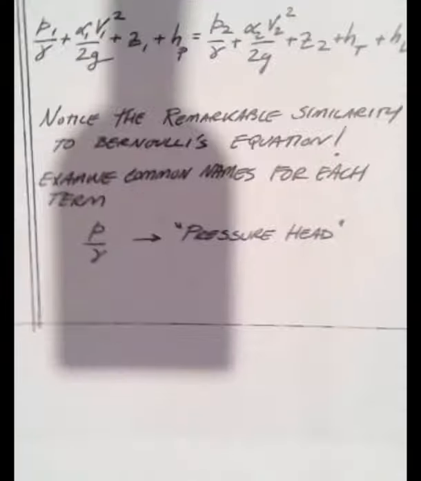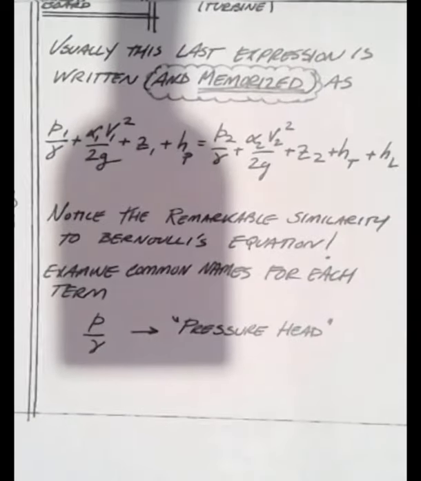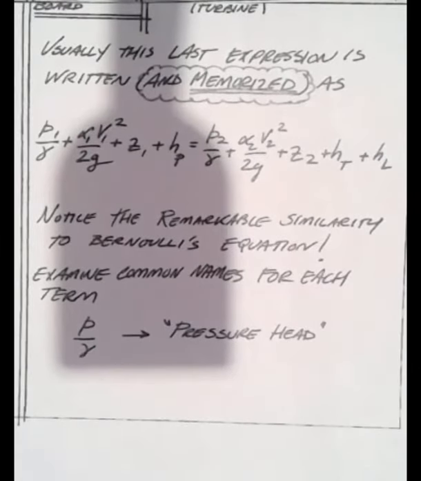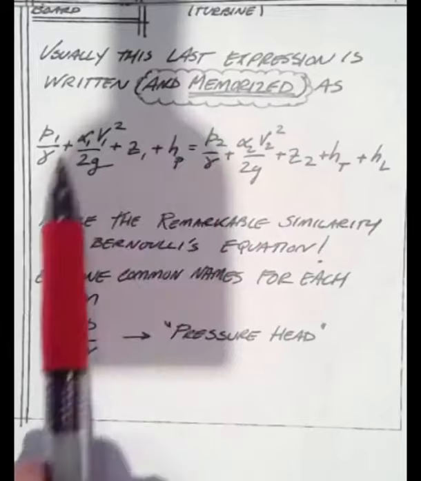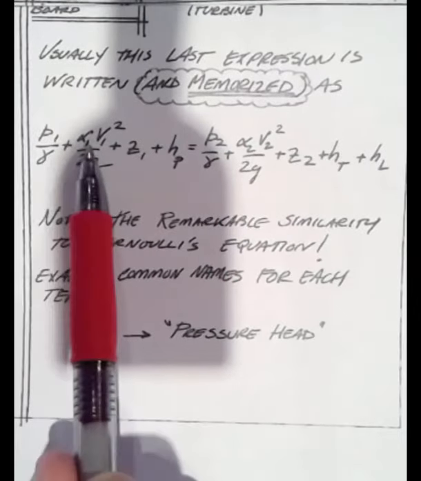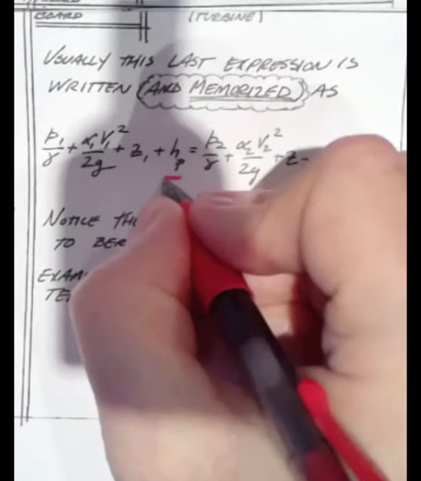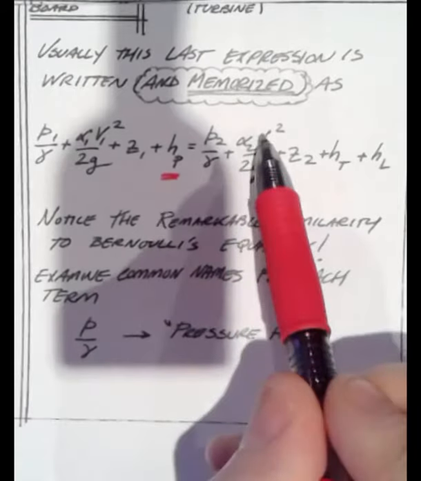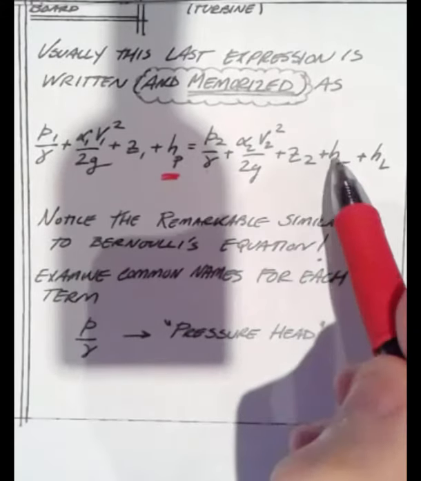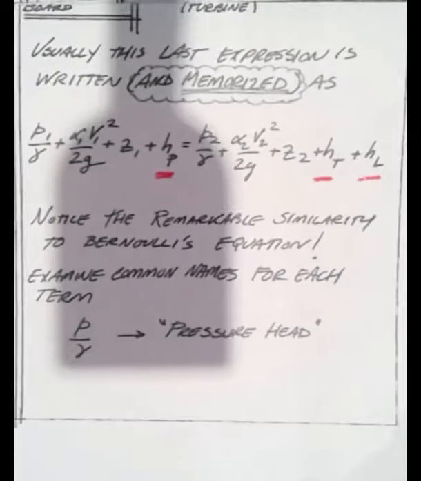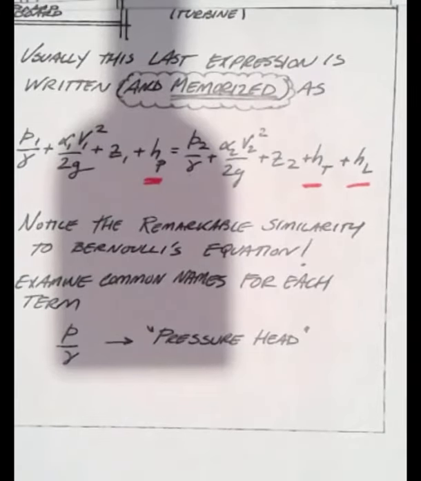With that in mind, what we have just done is developed an energy equation, based on a plausibility argument admittedly, for a flow system. So usually we're going to find it written and memorized in the following fashion: P1 over gamma plus V1 squared over 2g plus Z1 plus H sub P, the added head of a pump, equals P2 over gamma plus V2 squared over 2g plus Z2, plus the extracted head of the turbine, plus the head loss from friction. And that is the energy equation.